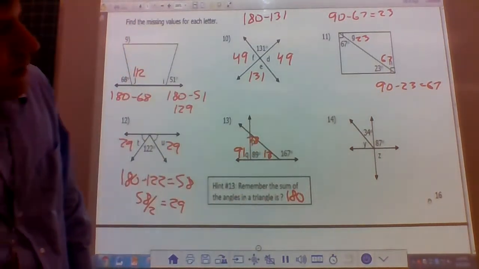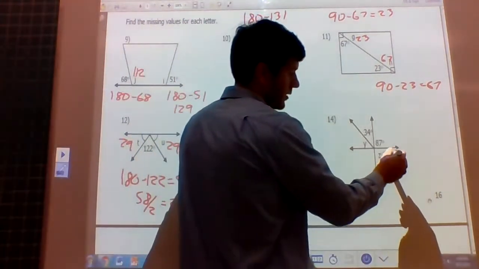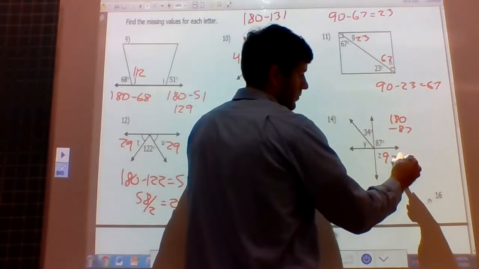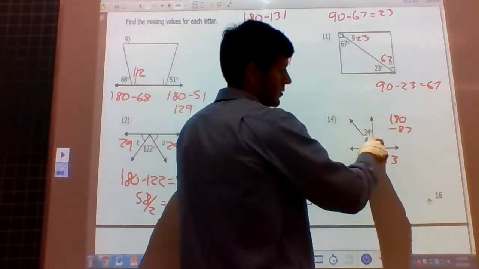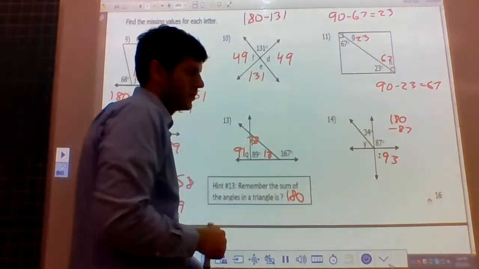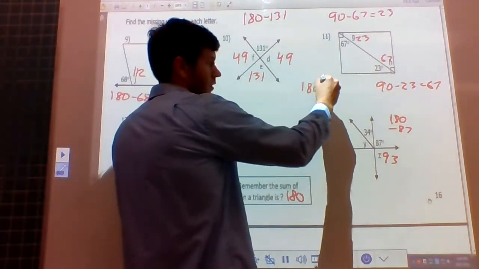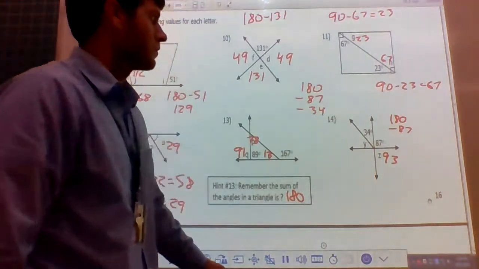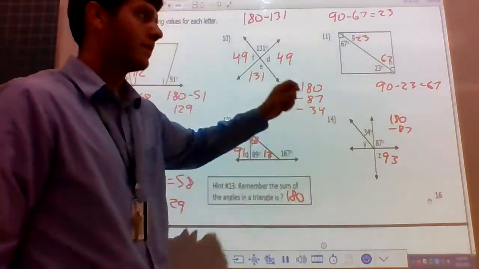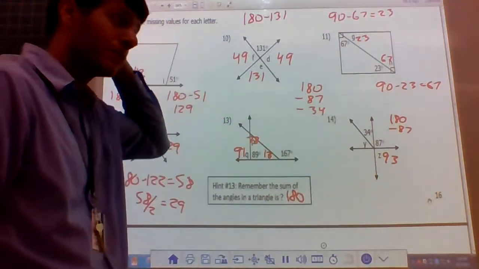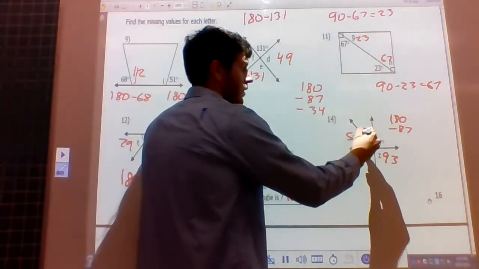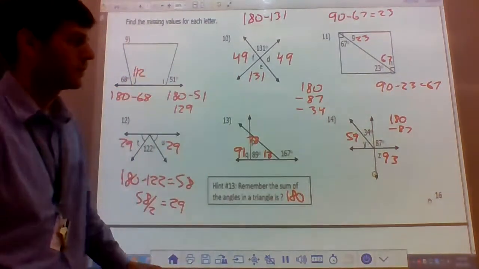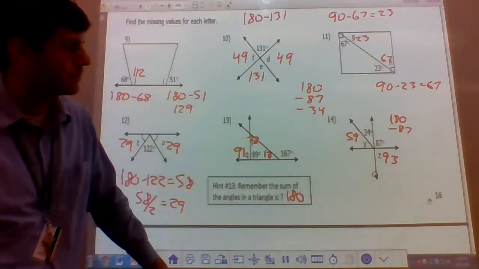Right here we have 180. It's a linear pair. So 180 minus 87 is going to give us 93. Okay, here these three are going to add up to 180. So we can do 180 minus 87 minus 34. So that's going to be 93, 89, 79, 69, 59. And then these are vertical, so hopefully 59 plus 34 is going to give us 93. And it should. It will.